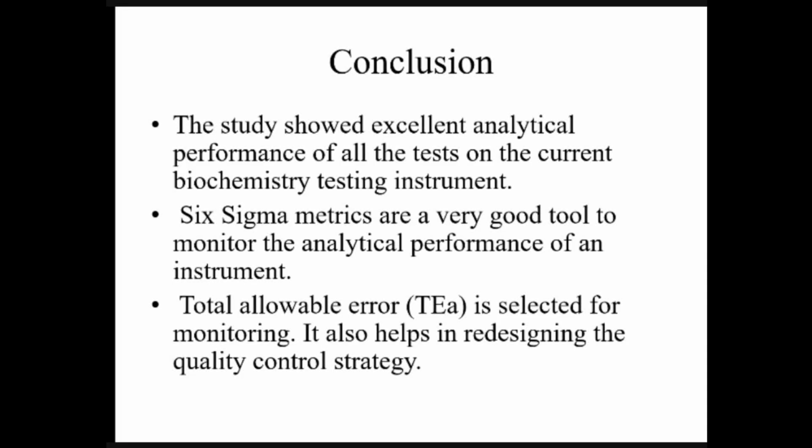Six Sigma, or sigma metrics, is a very good tool to monitor the analytical performance of the instrument, and total allowable error is selected for monitoring. It helps in redesigning the quality control strategy. And also if the sigma value comes less than 3 or between 3 and 6, it helps the laboratory understand that we need to improve, give personnel training, train our own staff. It's also very important that everybody reads the SOP at least once a year so that they know where they are standing and where the lab is standing.